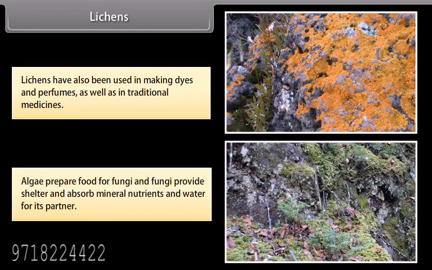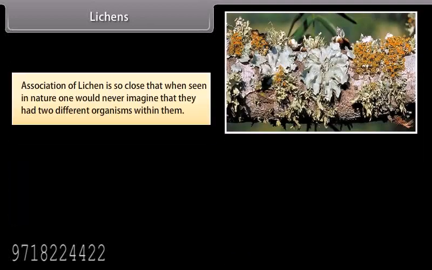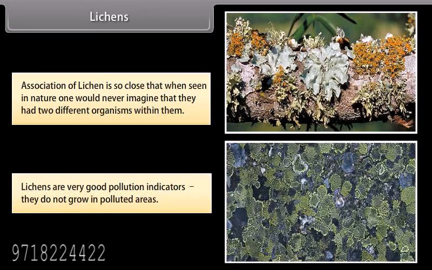Algae prepare food for fungi, and fungi provide shelter and absorb mineral nutrients and water for its partner. The association of lichen is so close that when seen in nature, one would never imagine that they had two different organisms within them. Lichens are very good pollution indicators. They do not grow in polluted areas.